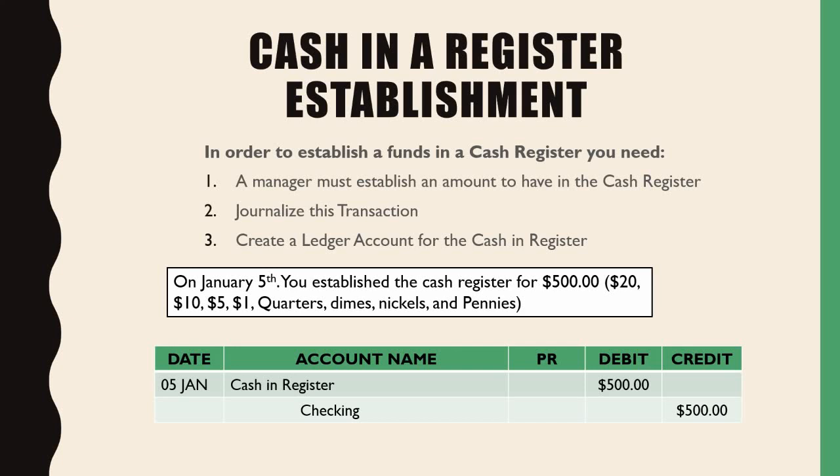Okay, and usually you would figure that amount out, and you would journalize that you're going to be having cash in the cash register, and of course, it's coming out from your checking account.